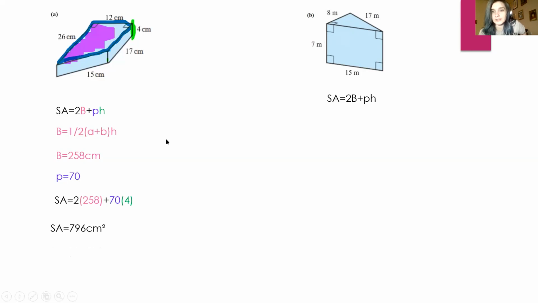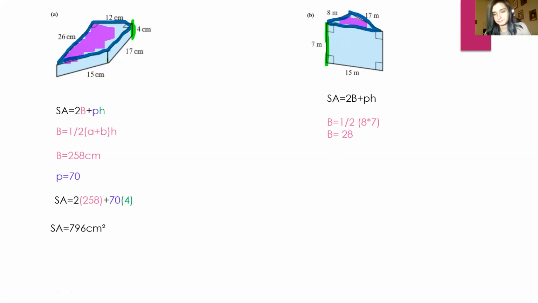So now over here, we got the same formula for this prism. This time it's just a triangle. So we're going to go ahead and find the base of this triangle. Well, here's the base, the perimeter, and the height. So the base is 1/2 times 8 times 7, which is 28.